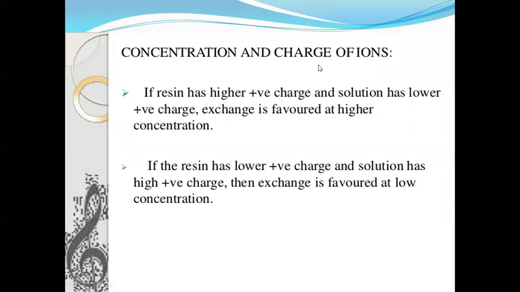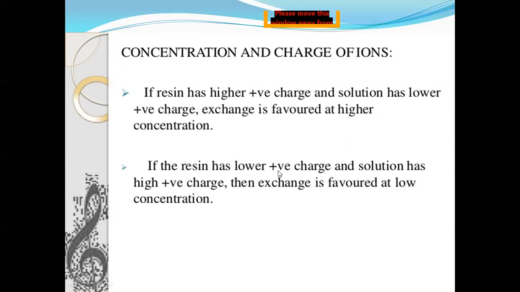Okay, next one, concentration and charge of ions. If the resin has higher positive charge, that means in the case of SO3H, and the solution has low positive charge, that means our separated ion has low positive charge, exchange is favored at higher concentration. Why? Because our exchangeable charge is higher, so the counter ion charge is higher and the exchangeable ion charge is less. At that time, we need to take a higher concentration of exchangeable ions.